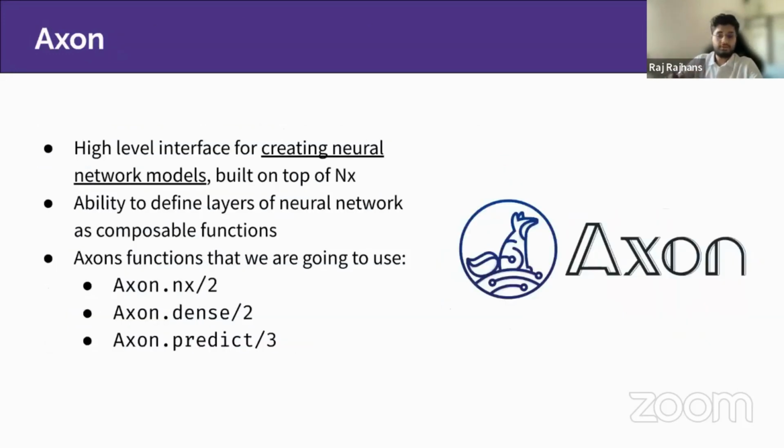So that's a brief introduction to the NX library. Next, we are going to take a look at the Axon library. Right? It is a high-level interface for creating neural network models. It is actually built on top of the NX library. And so a neural network, right? It's made up of different layers. And with Axon, we can define these layers of a neural network as composable functions. Axon provides a lot of functionality to create and manipulate neural network models. But for our use case, we are going to use 3 functions, which are listed here. We'll understand what these do when we come across them later.